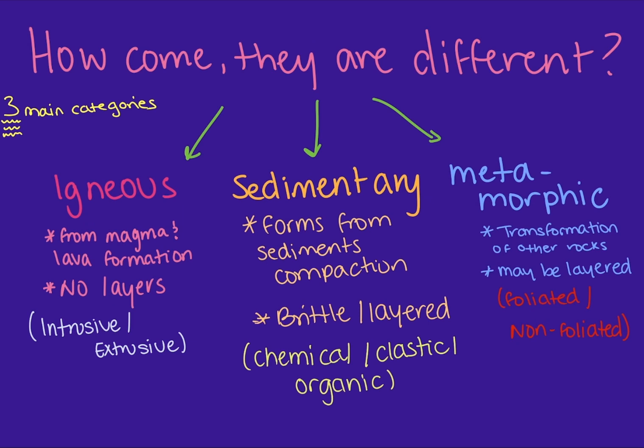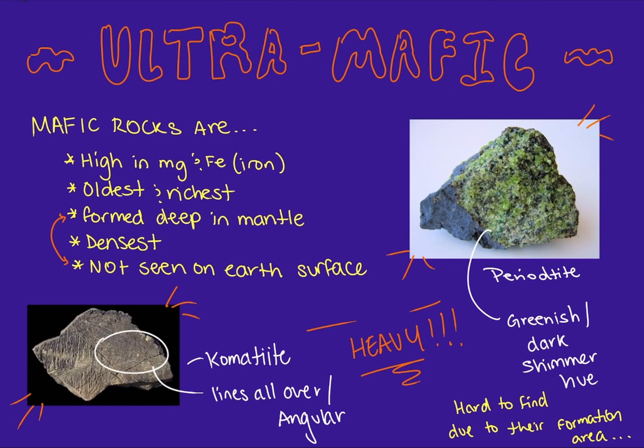Now, sedimentary rocks come from compaction, ranging from chemical weathering to clastic or organic compaction. This could be from rocks being layered on top of other rocks. This leads to a more brittle, layered type of formation within rocks, making them easier to break. Now, metamorphic rocks are the last on the list, forming by transformation of other rocks, showing layers within them called foliation.